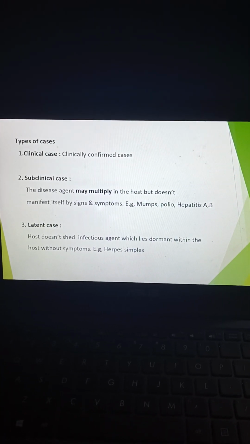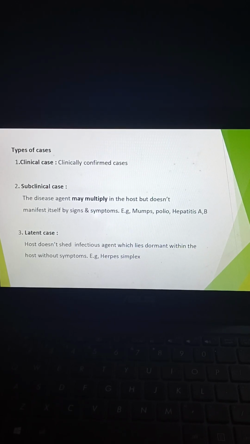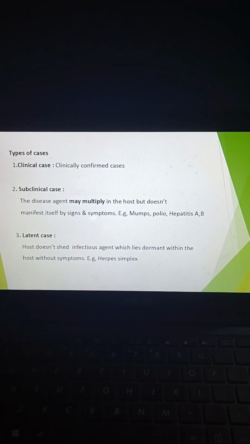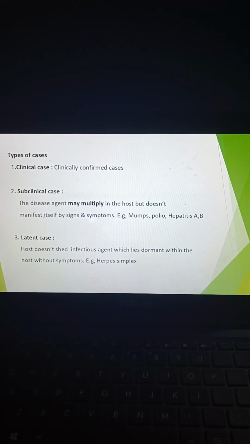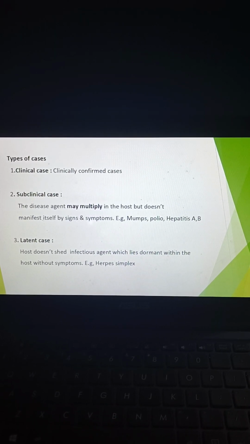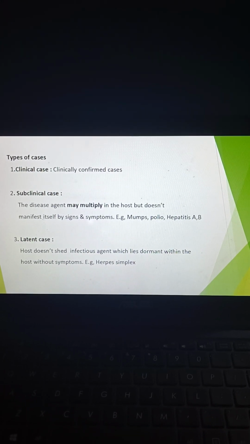Types of cases. Clinical case, clinically confirmed cases. Subclinical case: the disease agent may multiply in the host but does not manifest itself by signs and symptoms. For example, mumps, polio, hepatitis A, hepatitis B. And what is latent case? Latent case means the host does not shed infectious agent, which lies dormant within the host without symptoms. For example, herpes simplex.